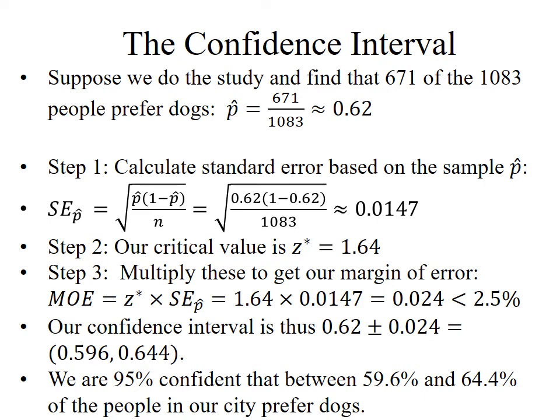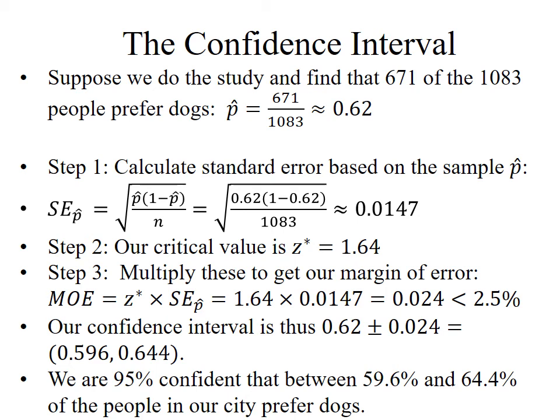If I want to make a confidence interval, I need to do the standard error based on that. The square root of 0.62 times 1 minus 0.62 divided by 1083 gives us a standard error of 0.0147. We already looked up our critical z star value. That's 1.64. We multiply these things together to get our margin of error. 1.64 times 0.0147 is 0.024. And note, that's less than the 2.5% error that we wanted.